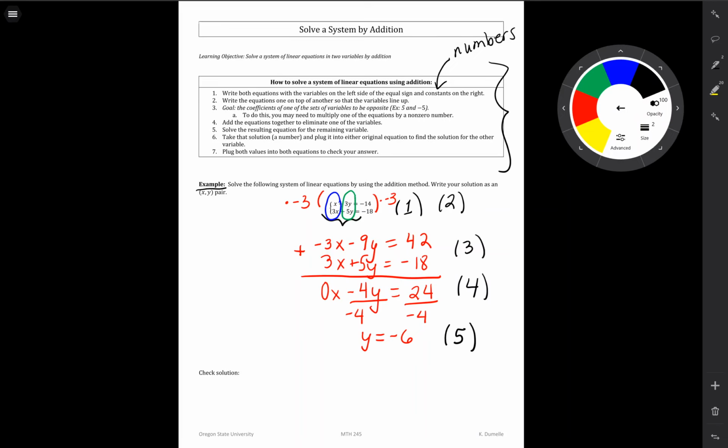After I have this first variable, I next need to solve for my other variable. So I have 1/2 of my solution. I have the y value, but now I need to solve for the x value as well. So I'm going to take this solution and I'm going to plug it into either one of the original equations to solve for x. So I'm going to use the first equation.